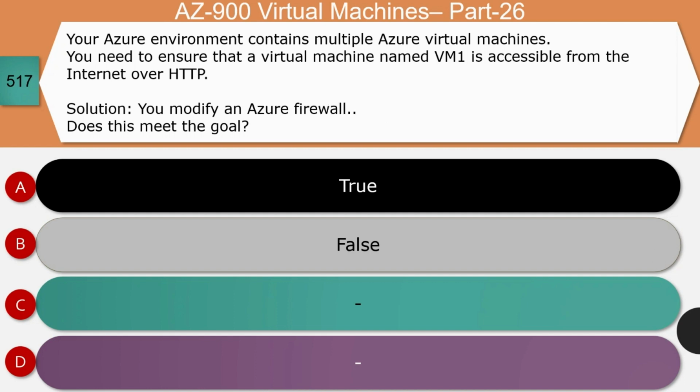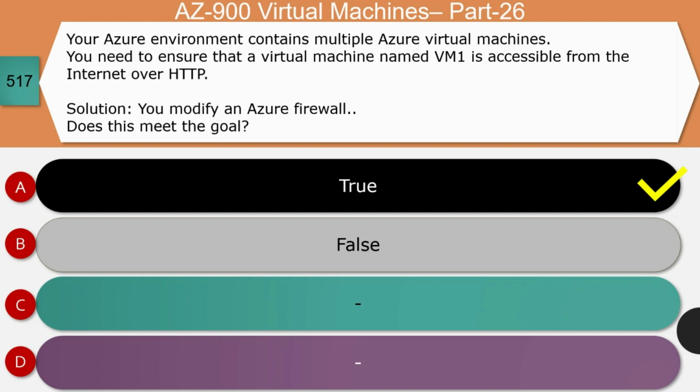The next question is slightly reworded from the previous question. Again, I am reading it. Your Azure environment contains multiple Azure virtual machines. You need to ensure that the virtual machine named VM1 is accessible from the internet over HTTP. Solution: you modify an Azure Firewall. Does it meet the goal? Yes, it is true.